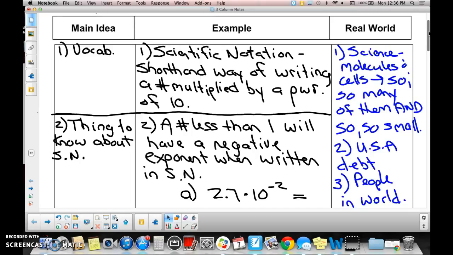Be careful. It has to be between 1 and 10, but it can include the number 1, and it can't include the number 10. So it's got to be less than 10, but greater than or equal to 1. So it can be 1 or higher, up until 10, but it can't be 10. Right? Does that make sense? Yeah. Okay.